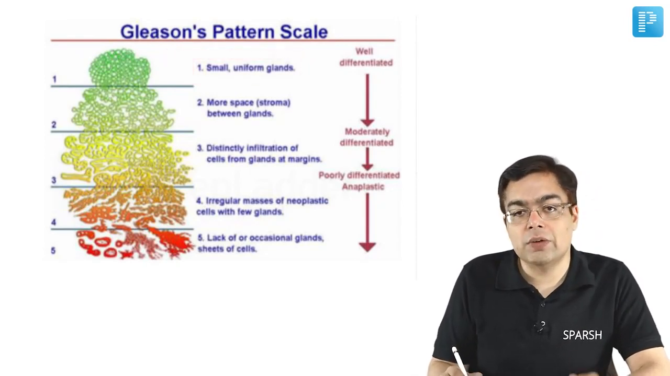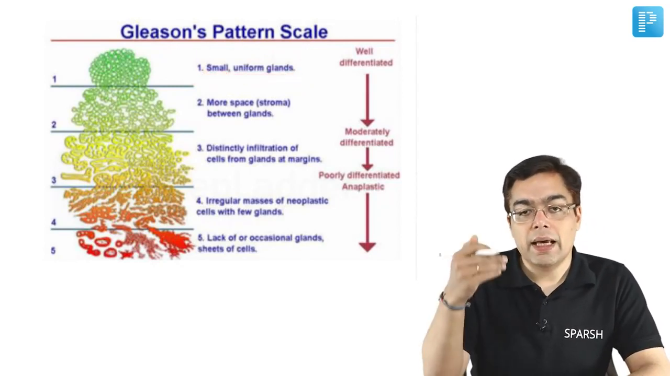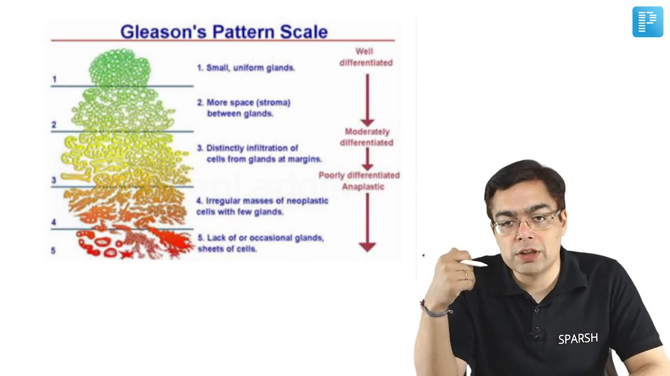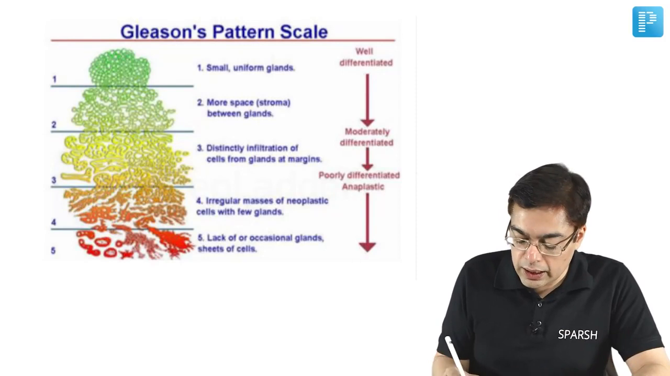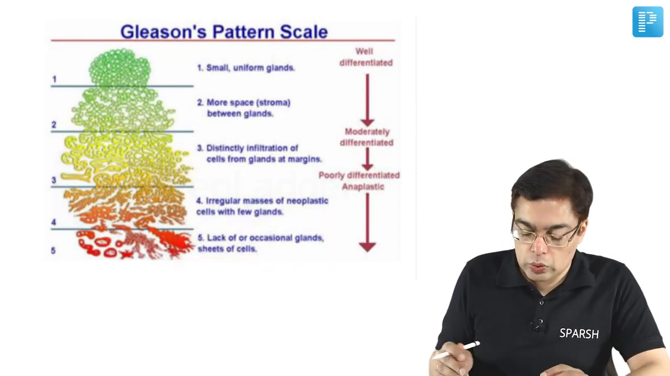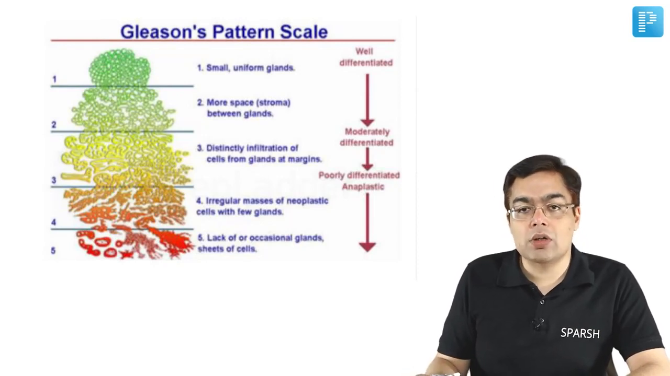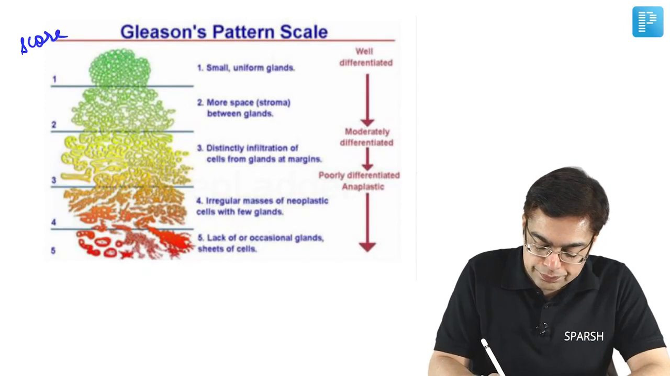Well differentiated would practically mean the presence of small uniform glands. As the glands become more poorly differentiated, we have more anaplastic cells, and that would be associated with grade 5. Why that becomes important is because you calculate what is given the name of the Gleason's score.